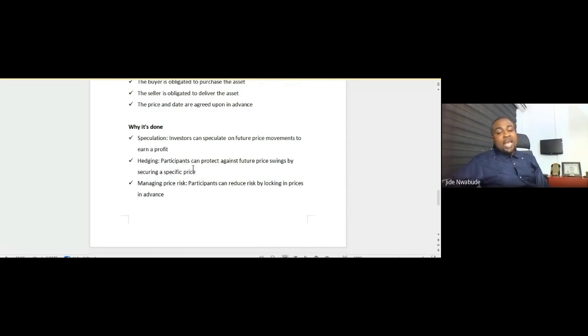Hedging. Here, participants protect against future price swings by securing a profit price. So you don't want to be on the market forever, because it's going up, then you stay on the market forever.